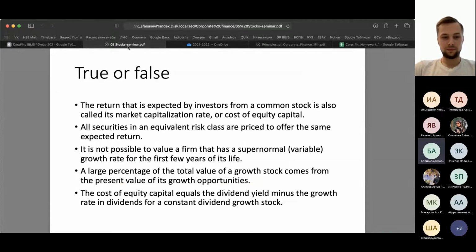Actually, I think when it is true, it's more difficult to say why it's true, because it's just logic. I don't know how to explain it. A large percentage of the total value of growth stock comes from the present value of its growth opportunities. I think that's okay. Just the largest part.